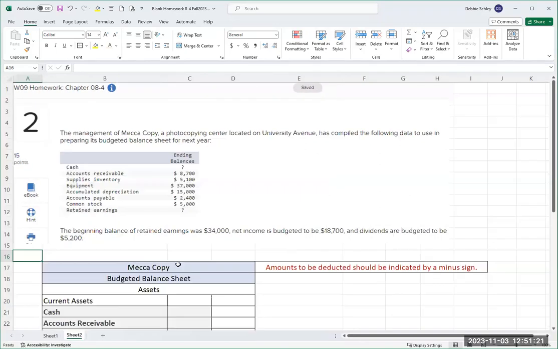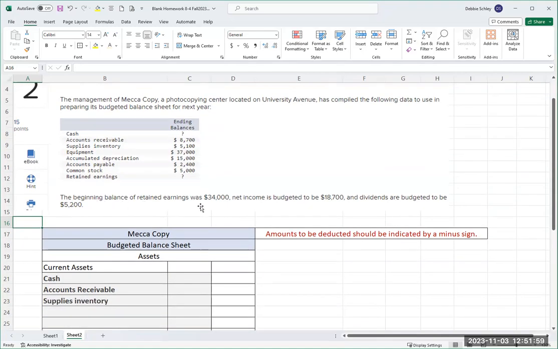All right, question 2. The management of Mecca Copy, a photocopying center located on University Avenue, has compiled the following data to use in preparing its budgeted balance sheet for next year. So they're giving me ending balances. We don't know what cash is. Then I have accounts receivable, supplies inventory, equipment, accumulated depreciation, which remember is a contra asset account, accounts payable, common stock, and then we don't know what the retained earnings ending balance is.